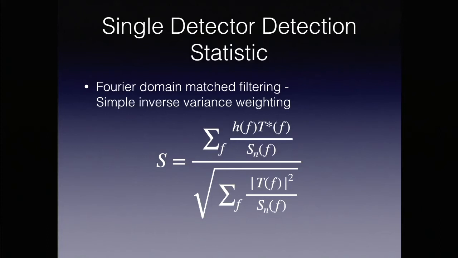So this signal model is expressed most conveniently in Fourier space. So I'll also write the signal model, the detection statistic in Fourier space. We did not invent that. That's something that, I don't know, 100 years old at least.